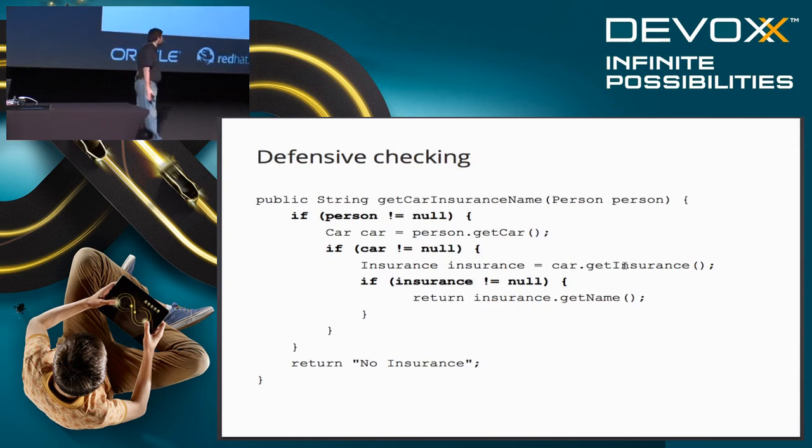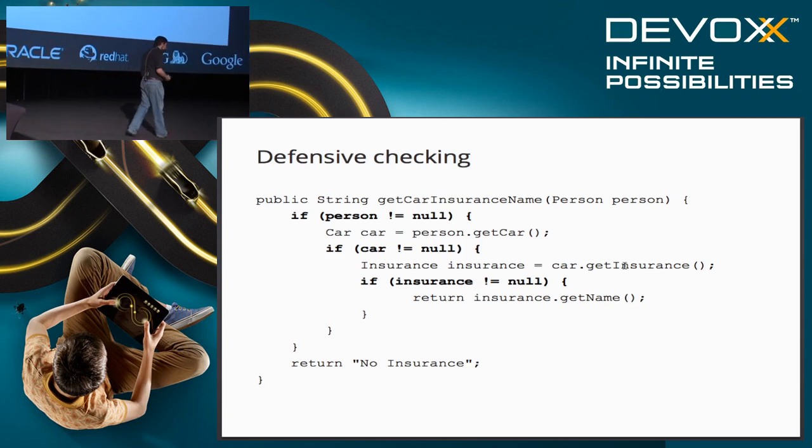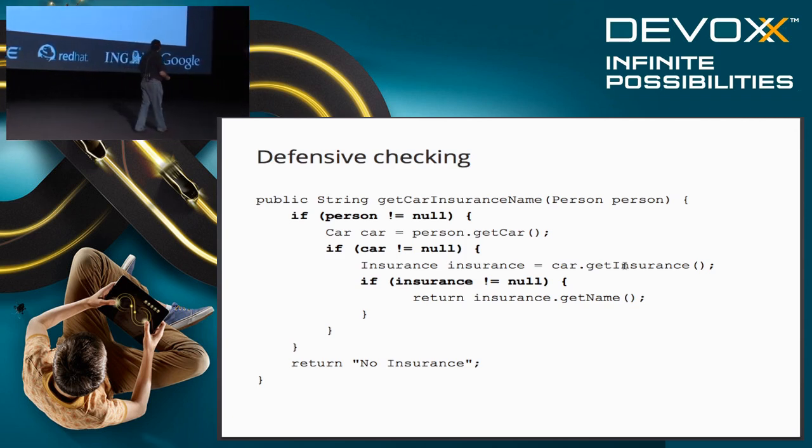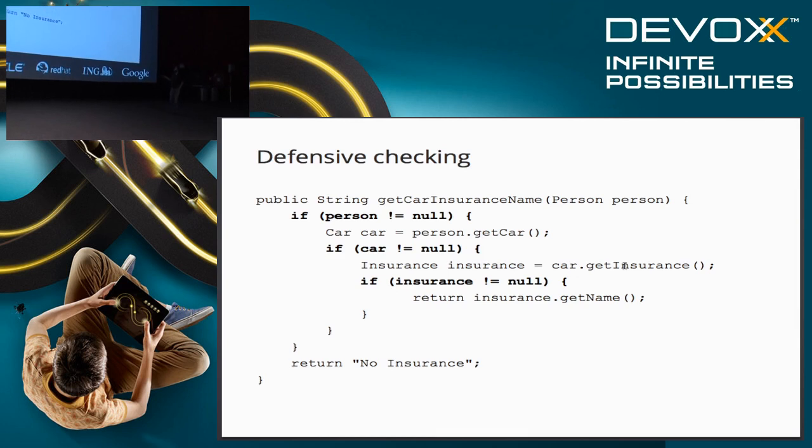So, what could Wally have done? Well, he could have gone ahead and tried to undertake massive amounts of defensive checking. So he could have said, well, that person could be null, so we'll have a null check there. Well, that car could be null, so we'll have a null check there. This insurance policy could be null, so we'll have a null check there. And then we'll just return the statement that we don't know what the insurance is otherwise.